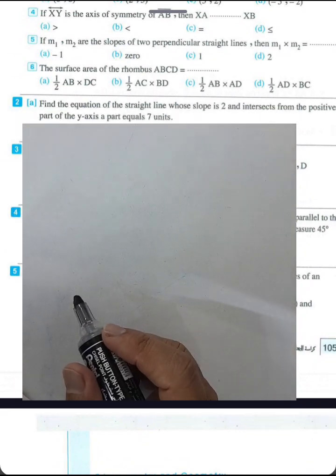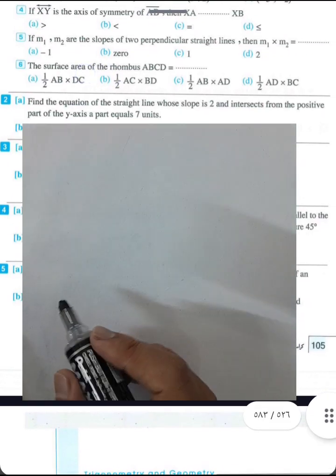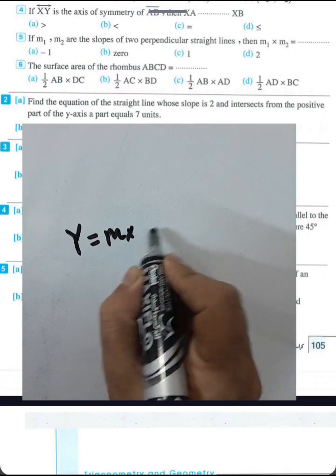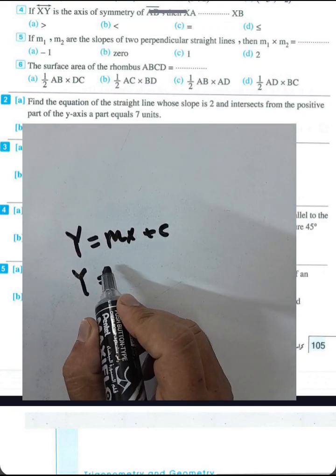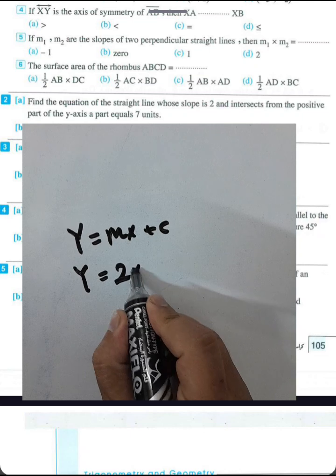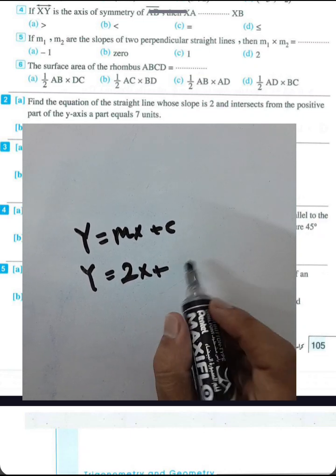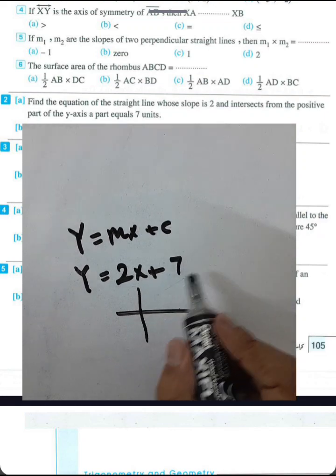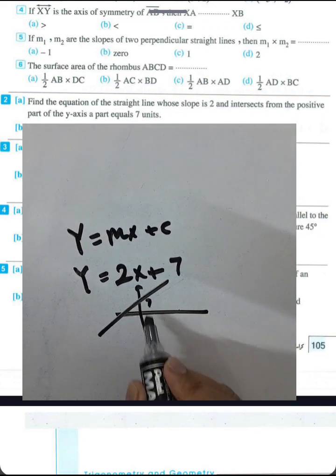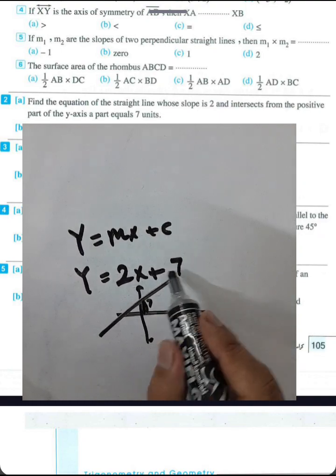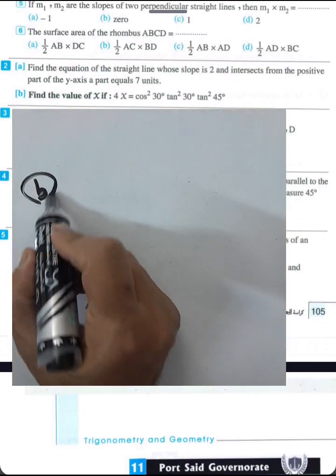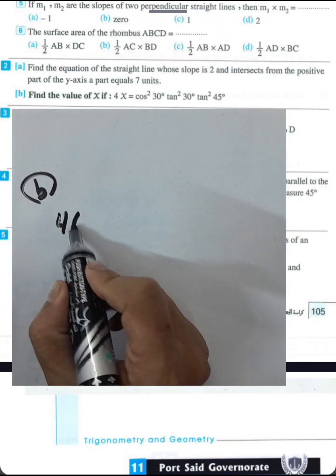Next example, number 2. Find the equation of the straight line with slope 2 and intersecting the positive part of the y-axis at 7. It's a direct example. y equals mx plus a constant, where m is the slope 2, multiplied by x, plus the constant, which will be 7 because the straight line cuts 7 units from the y-axis. Then the equation will be y equals 2x plus 7. Choose letter B.